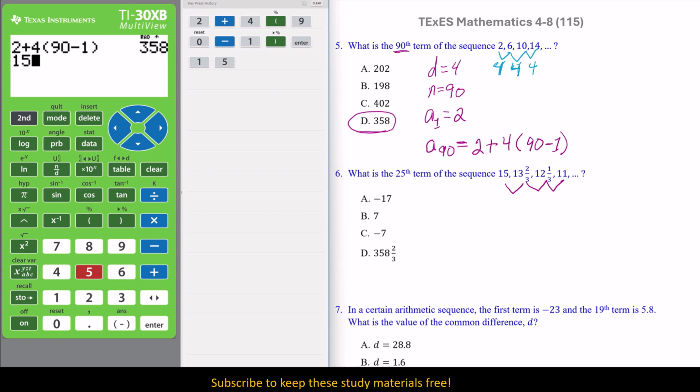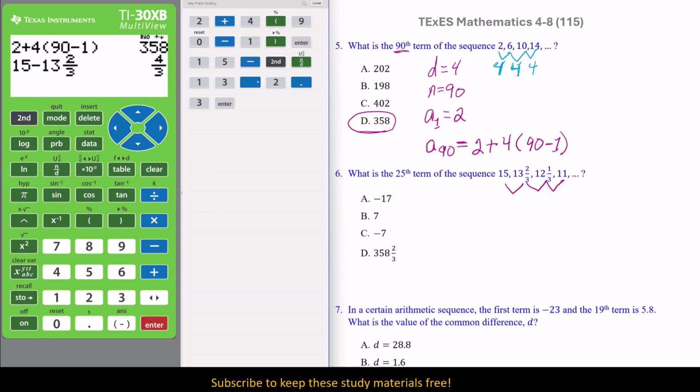So you need to subtract, and remember that's a mixed number. So you use the mixed number setup. So 13, arrow over, 2, arrow down, 3, and that's 4/3. And go ahead and leave it in that fraction form. I find that it's a little easier to deal with. So looks like this is what we are subtracting out each time.